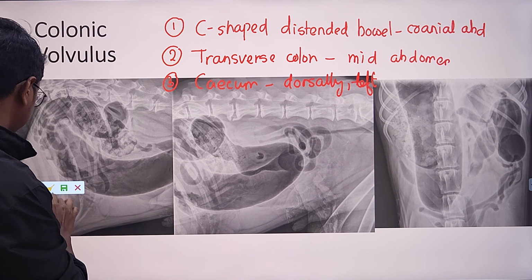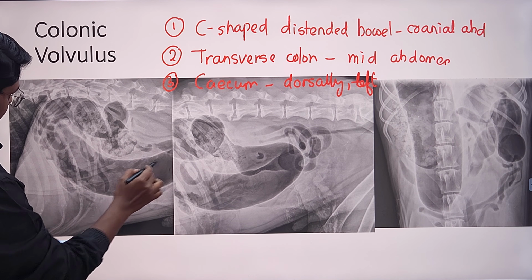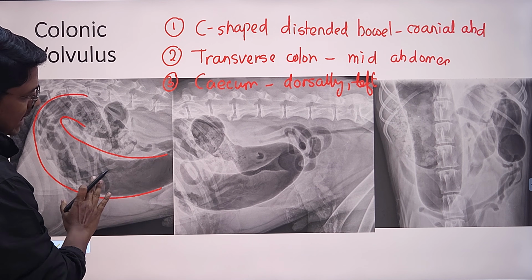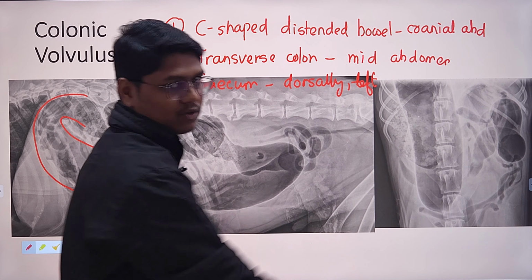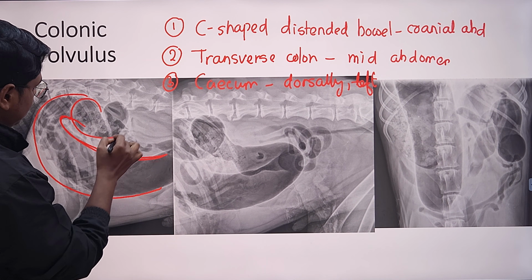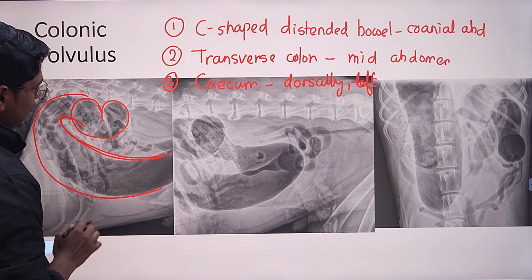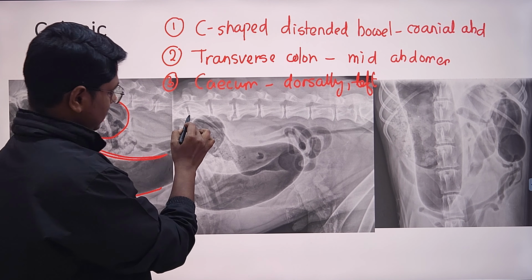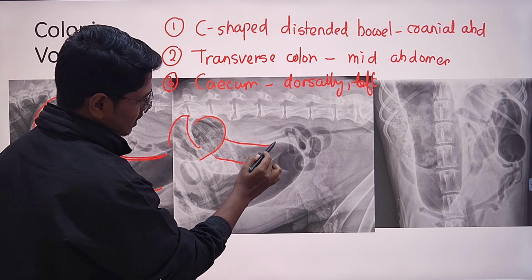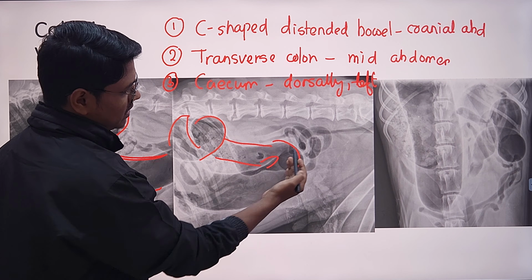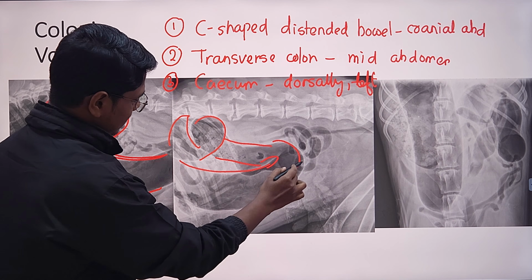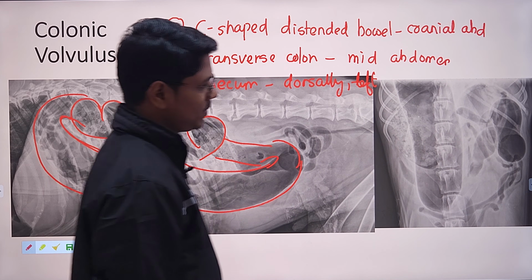Let us see the radiograph. This is the C-shaped, distended loop in the cranial abdomen. This is cranial, this is caudal, and this is a ventrodorsal view. In this cranial portion you can see it, and look at the cecum, a C-shaped and compartmentalized structure present dorsally. This is the ascending colon, and this is the transverse colon. The transverse colon is present in the mid abdomen, but it should be present in the cranial abdomen. Then the descending colon.